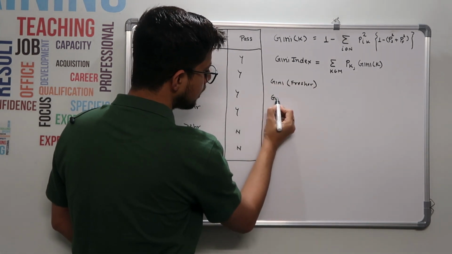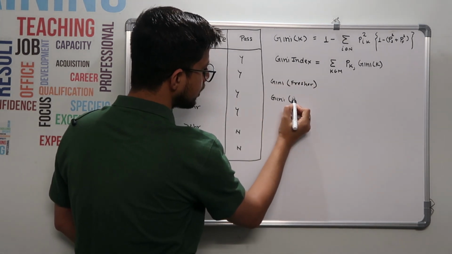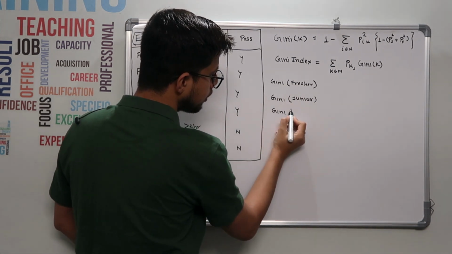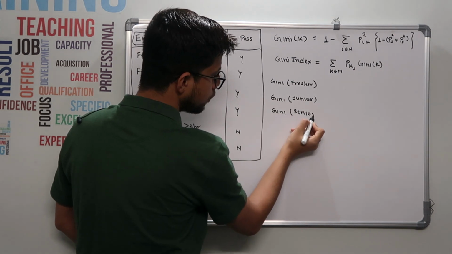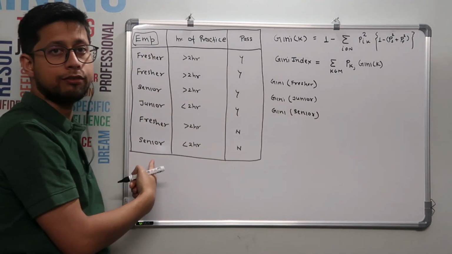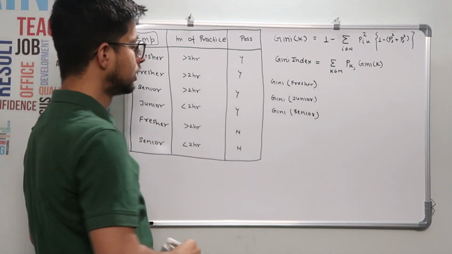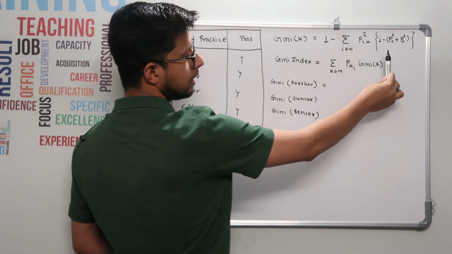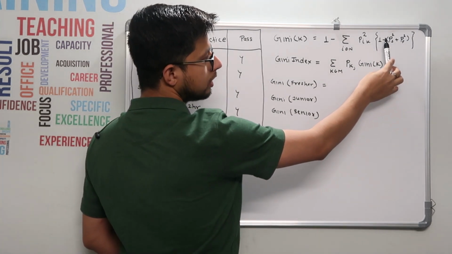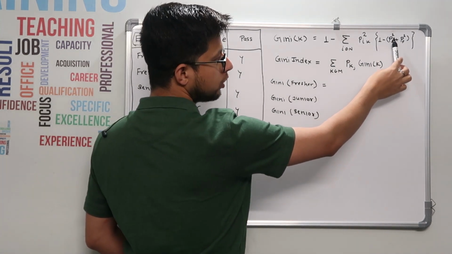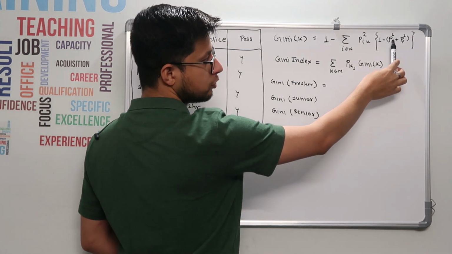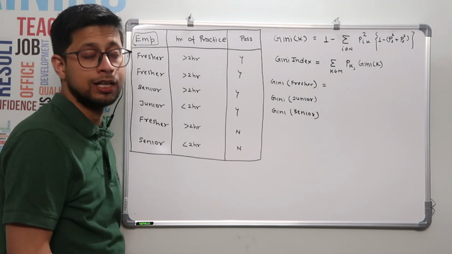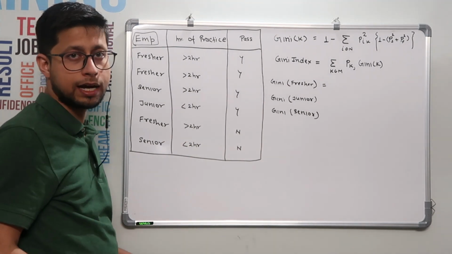Okay, we will calculate Gini for junior and for senior employee. These three categories are available in our employee column. So what will be Gini for fresher? Just focus on this formula: Gini is 1 minus (probability of success, that is the probability of yes, whole square plus probability of failure square). This is mainly used for binary classification.